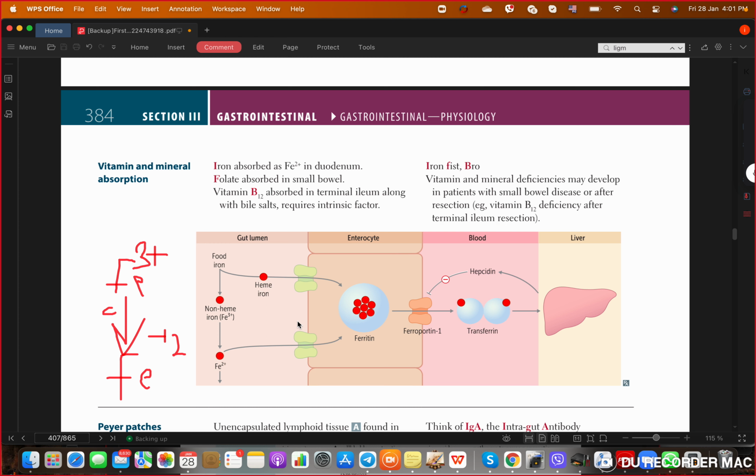So iron is absorbed as Fe plus 2 in the duodenum, but to make it Fe plus 2, we must convert the plus 3 to plus 2 using ascorbic acid, correct? Got it, Doc. Okay, so folate is absorbed in the small intestine, especially in the jejunum, while B12 is absorbed mainly in the terminal ileum.